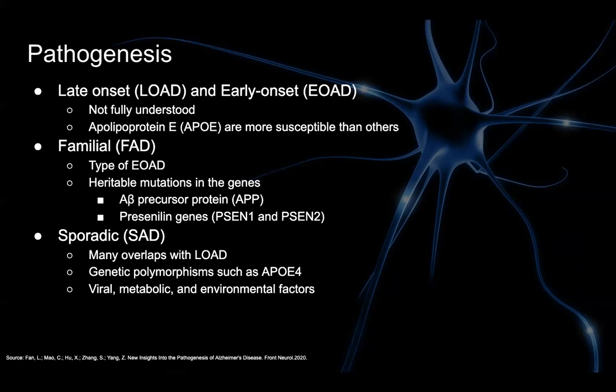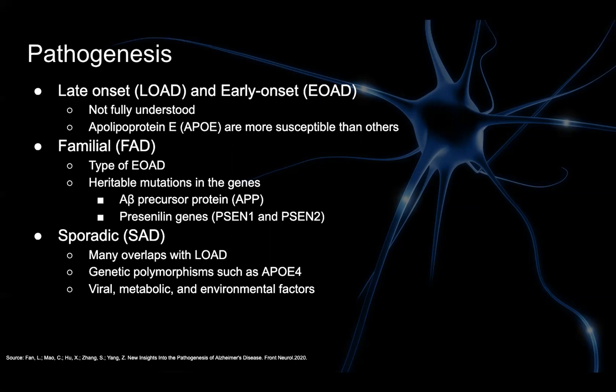Familial is a type of early onset Alzheimer's that is usually associated with inheritable mutations in the gene for the amyloid precursor protein, abbreviated APP, and also the presenilin genes, PSEN1 and PSEN2. Having one or more of these mutations greatly increases your chance of developing Alzheimer's disease later in life.